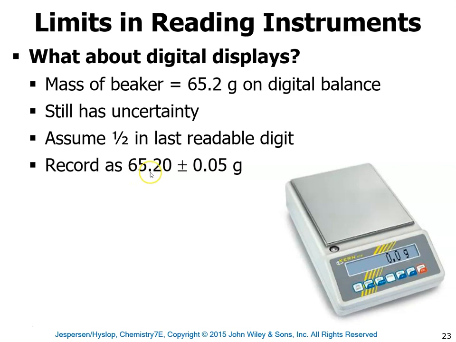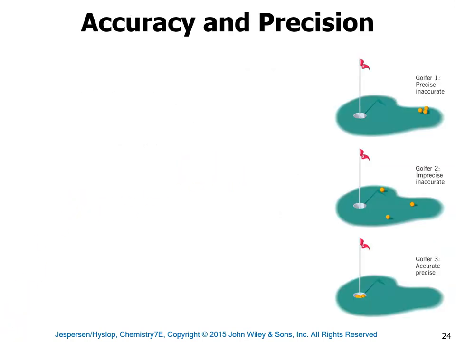So it could be 65.15 or 65.25, and that shows that you have some error in that last digit. Okay, so this is a little side about accuracy and precision. I have been using some of these terms, but I just want to make sure that we are on the same page for using both of these and when to use them.